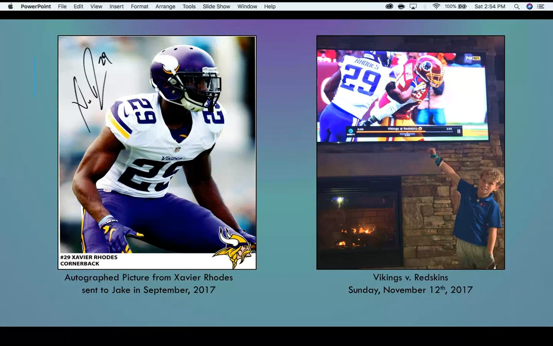In the response, the photo on the left was the autographed pictures from Xavier Rhodes of the Minnesota Vikings, and on the right is a picture of our son, who recently was watching the Vikings play the Redskins, and it's got Xavier Rhodes playing football while wearing his scleroderma bracelet.